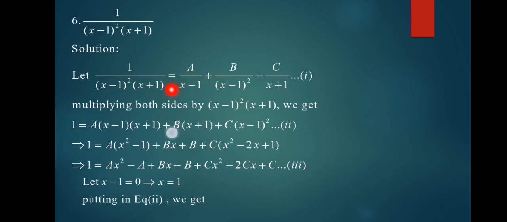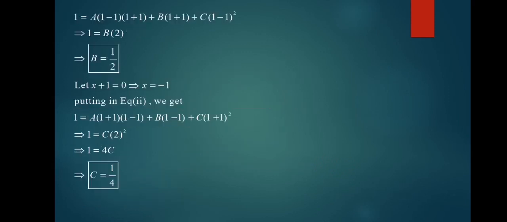x minus 1 is the first linear factor, so we will apply the zeros method over it. Let x minus 1 is equal to 0. This implies that x is equal to 1. Putting 1 in place of x in equation number 2, we just get 1 is equal to a into (1 minus 1) into (1 plus 1) plus b into (1 plus 1) plus c into (1 minus 1) whole square. It will be 1 is equal to b into 2 and b will be equal to 1 by 2. Let x plus 1 is equal to 0. So this implies that x is equal to minus 1. Putting in equation number 2 in place of x, we just get the value of c to be 1 by 4.